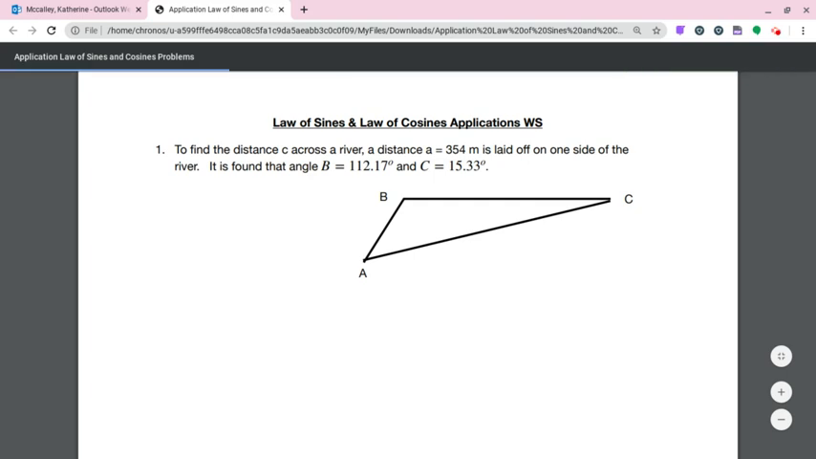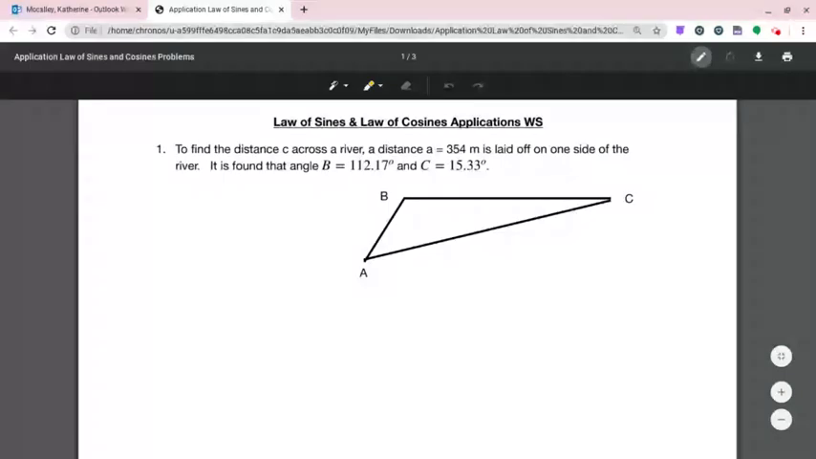Good morning, Excel Geo. What we're going to do today is learn how to use law of sines and law of cosines to solve application problems. So look at example 1 that we have here, to find the distance C.